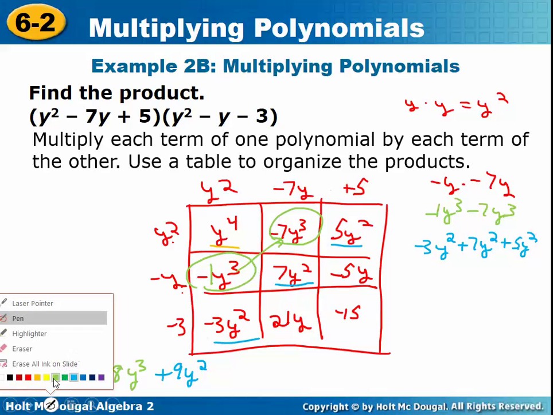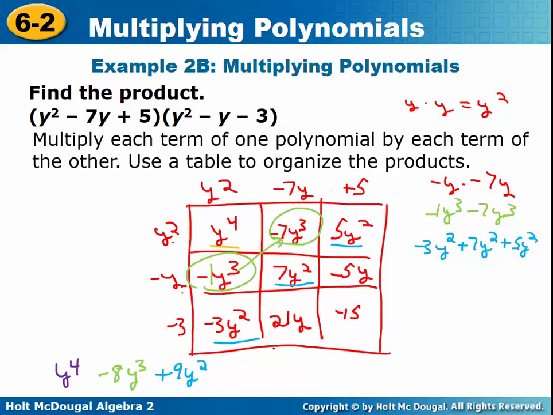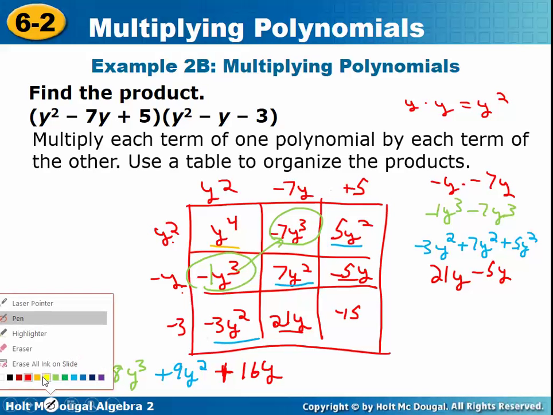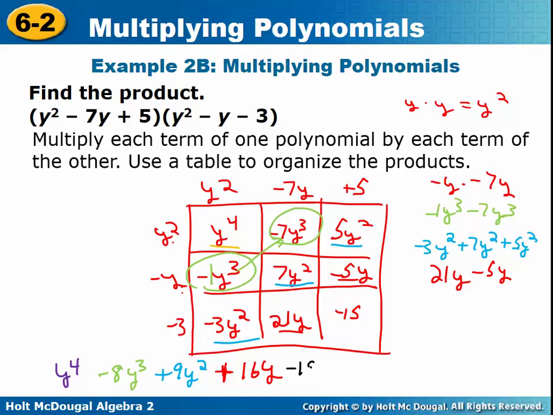Okay, and then we go to the next diagonal. 21y minus 5y. 21 minus 5 is positive 16y. And then I just rewrite the minus 15 at the end. That one doesn't have any like terms. And that will be the product of these two trinomials multiplied together. So using this table was a really nice way to get that all organized.